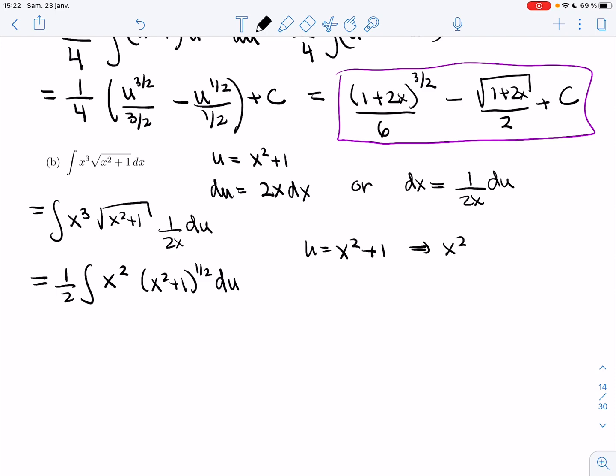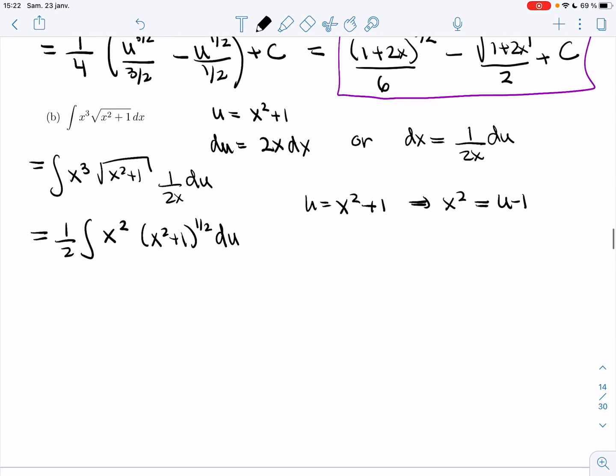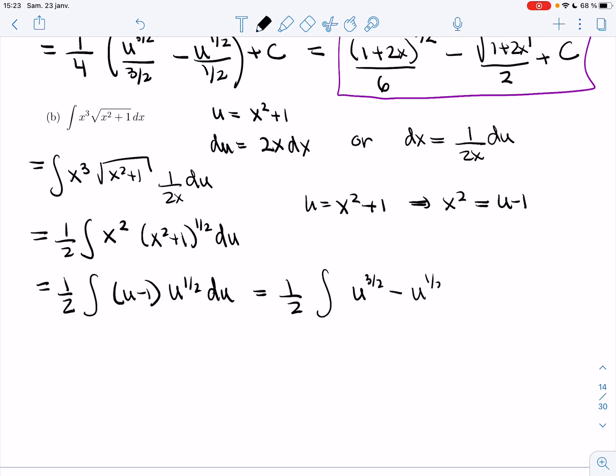So x squared is u minus 1. And so here I get 1/2 times u minus 1. And then what's right here? That's u, so it's u to the 1/2. And then when I multiply it in, I get u to the 1/2. I'm going to multiply it in so I can integrate. So 1 plus 1/2, that's going to be u to the 3/2 minus u to the 1/2 du.